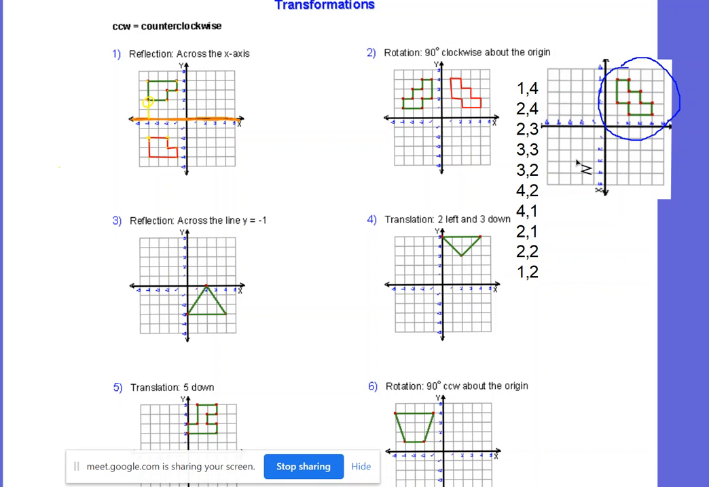So is that helpful? Yeah, it is. Thank you. Okay. So why don't you tell me how to do number 3?